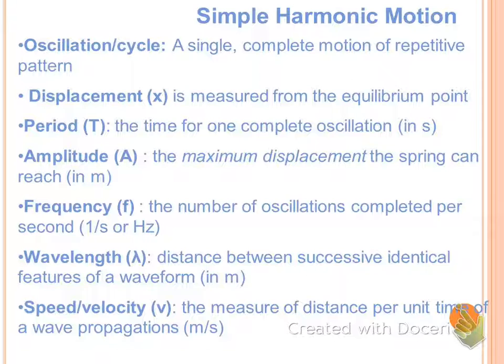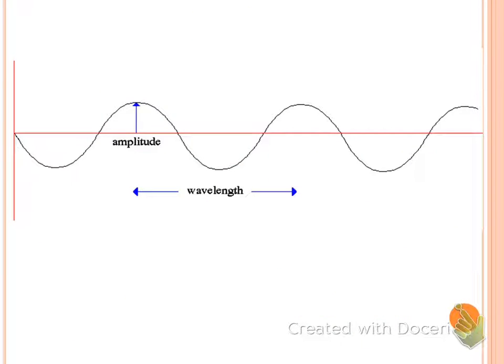Wavelength we talked about is given by lambda, a Greek letter, which is kind of an upside down Y. It's the distance between successive features of a wave. Similar to an oscillation, but here we're talking about the distance of one of those oscillations. And then velocity, we know what that is. So let's look at a simple wave here, in picture form. Amplitude is the distance from our equilibrium point. The red line here is our equilibrium point, kind of our center line. Amplitude, can it be both positive and negative?